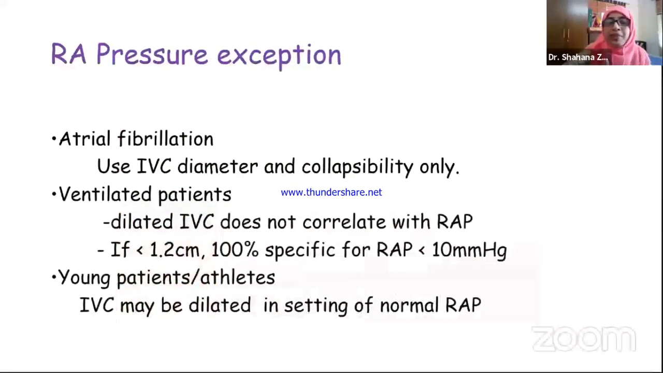But there are some exceptions. In a ventilated patient, a dilated IVC does not correlate with increased right atrial pressure. But if the IVC diameter is less than 12 millimeter, it is 100% specific that the right atrial pressure is less than 10 millimeter mercury. Young patients and athletes can have a dilated IVC in the absence of other features of raised right atrial pressure, in the setting of normal right atrial pressure.